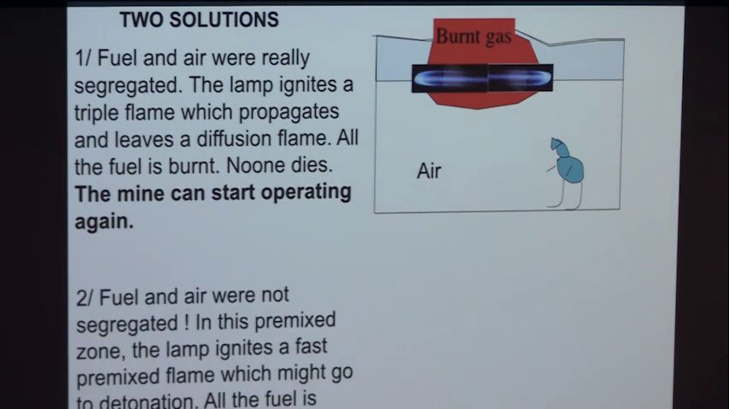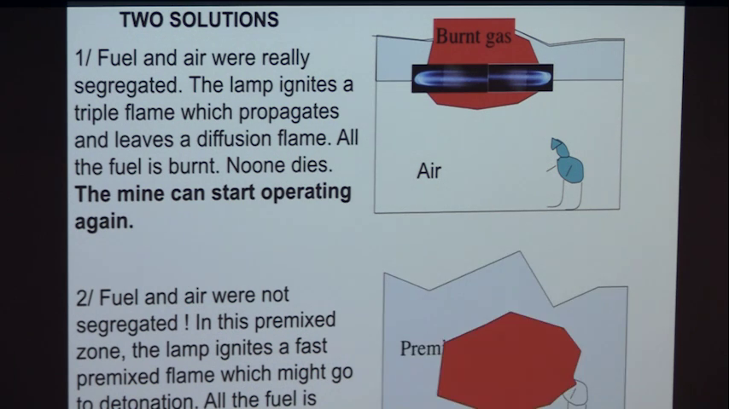Then, of course, there's a second solution. If fuel and air are not fully segregated, then you will ignite a fast premix flame and you will have an explosion. But you will notice that in every case, you can start operating again. So that's the way people thought in those days. And it's actually, I found quite a few documents showing that it works, but they would really do it like this.